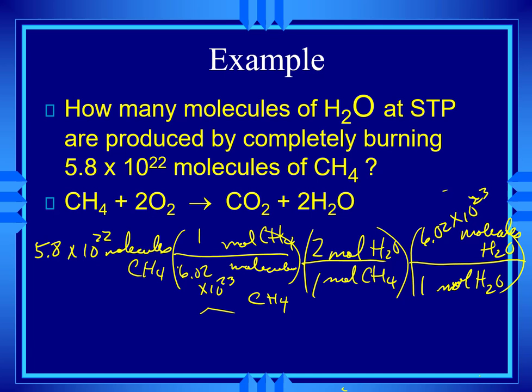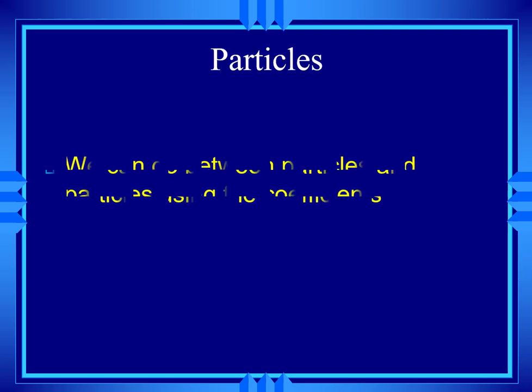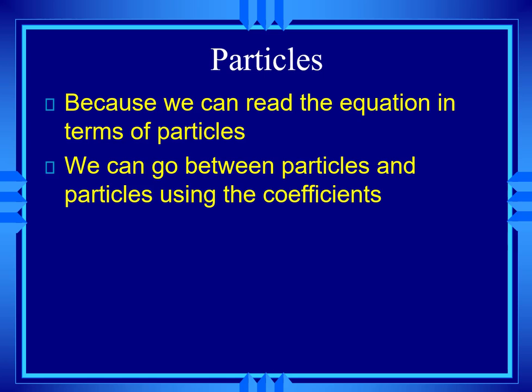And I get 1.2 times 10 to the 23rd molecules. I got 1.16, and with just 2 numbers, it's 1.2. They cancel out again. So do we need to write them? No. And actually, we already know that we don't need to write them, because the first thing we did was read the equation in particles.